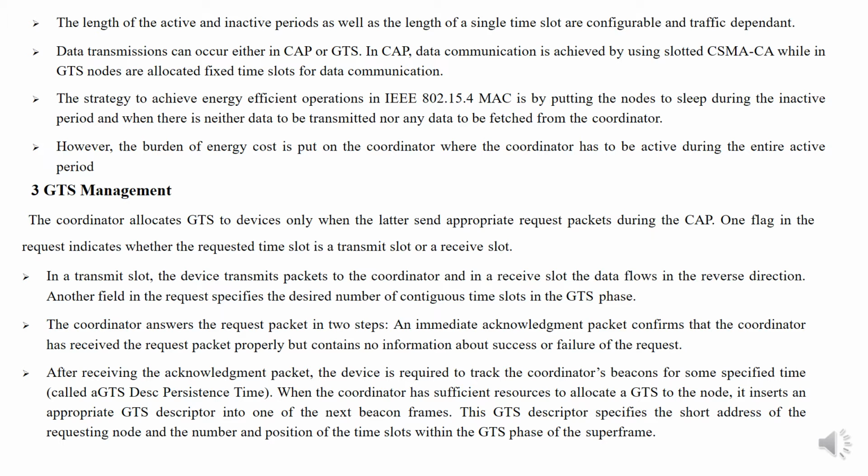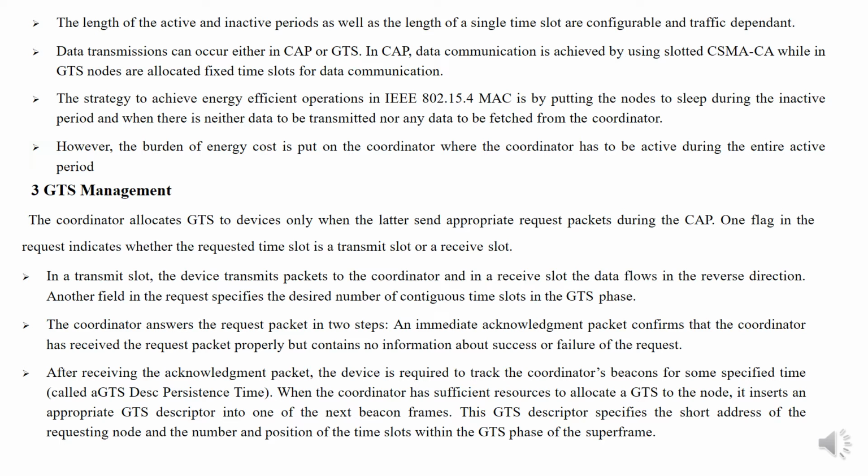GTS management. The coordinator allocates GTS to devices only when the latter send appropriate request packets during the CAP. One flag in the request indicates whether the requested time slot is a transmit slot or a receive slot. In a transmit slot, the device transmits packets to the coordinator, and in a receive slot, the data flows in the reverse direction. Another field in the request specifies the desired number of contiguous time slots in the GTS phase.